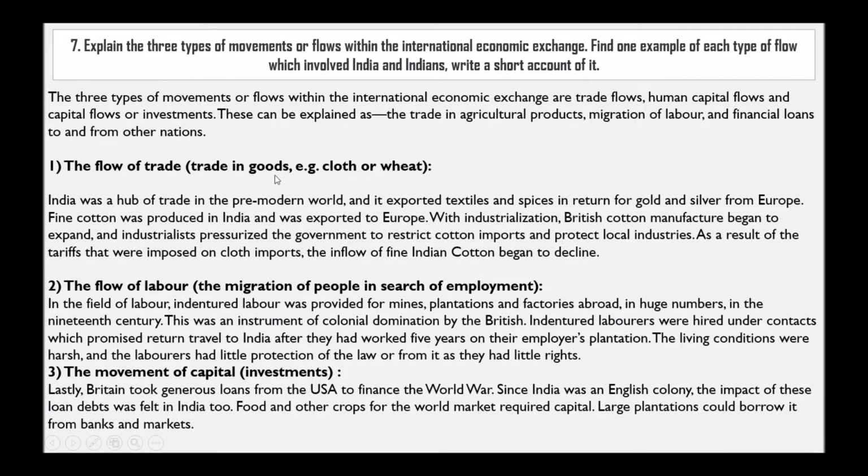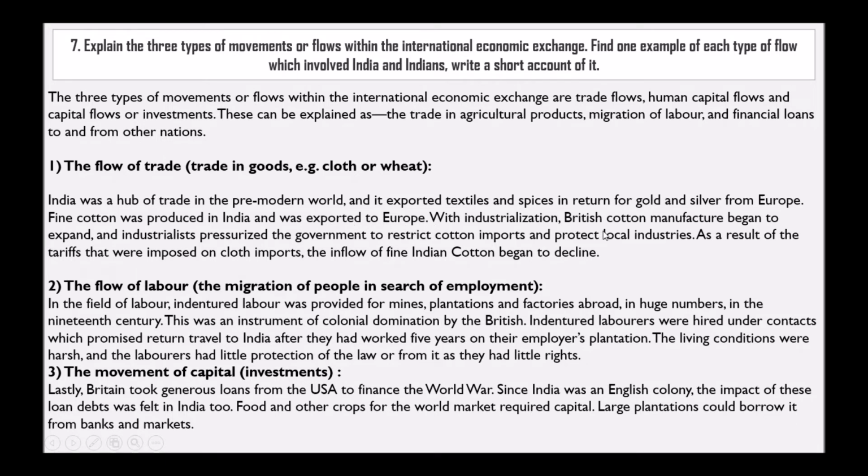The flow of trade. Trade in goods, for example, cloth or wheat. India was a hub of trade in the pre-modern world, and it exported textiles and spices in return for gold and silver from Europe. Fine cotton was produced in India and was exported to Europe.